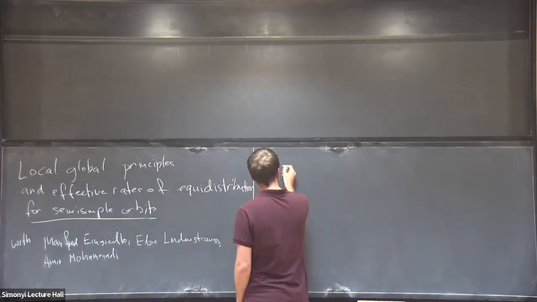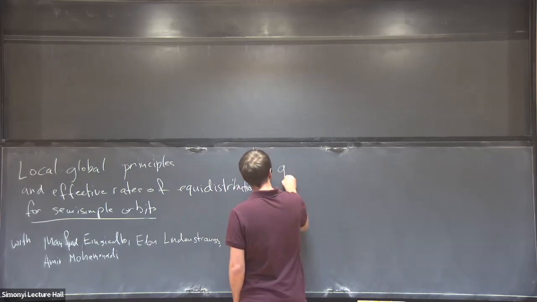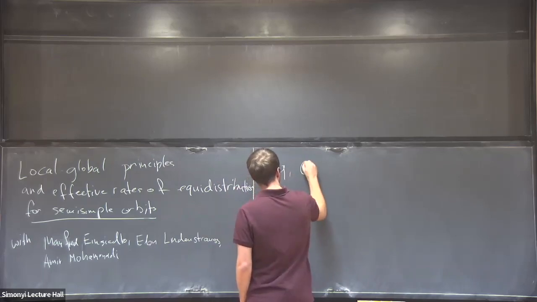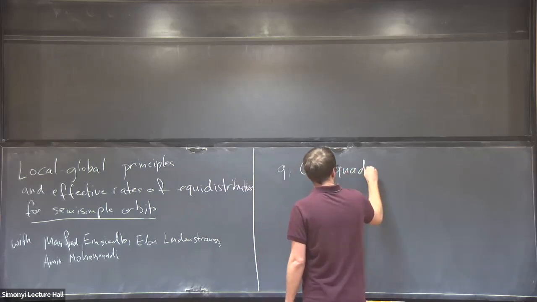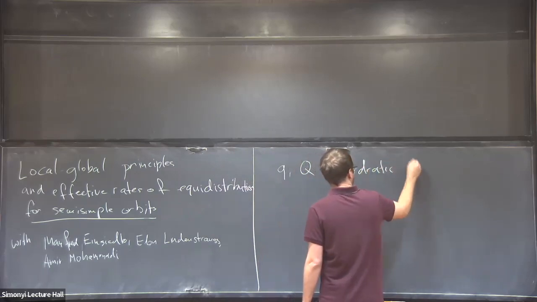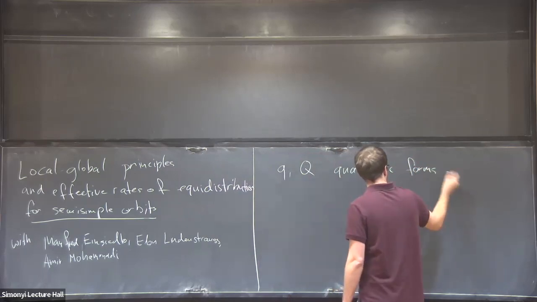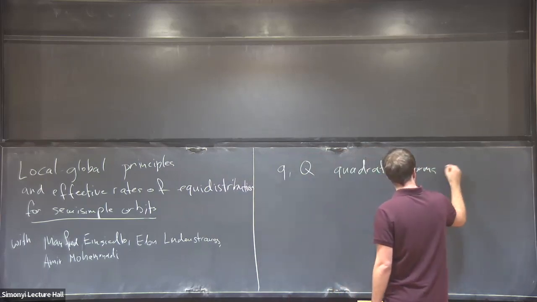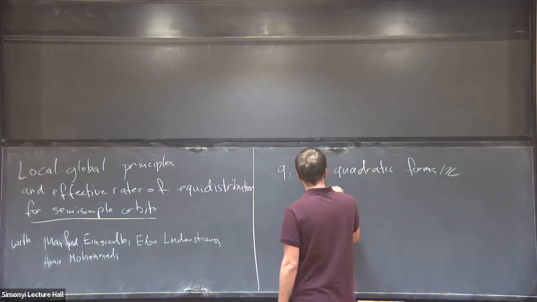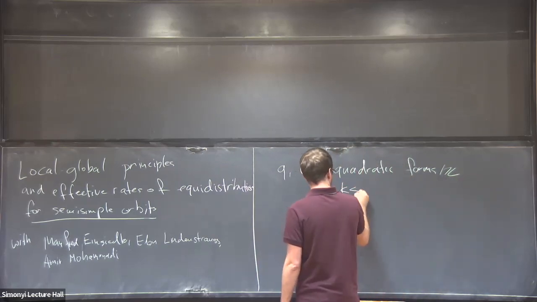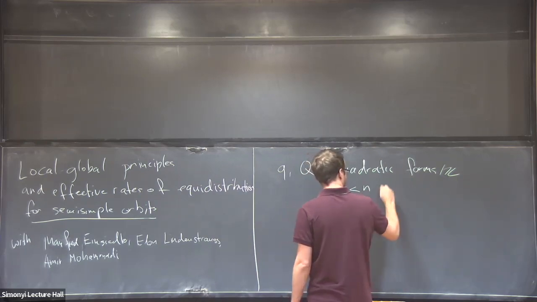So we consider first the following. I have two quadratic forms, small q and big Q. Those are quadratic forms over the integers, in a fixed number of variables, k and n.